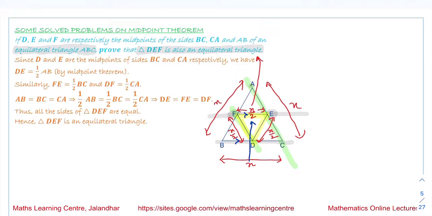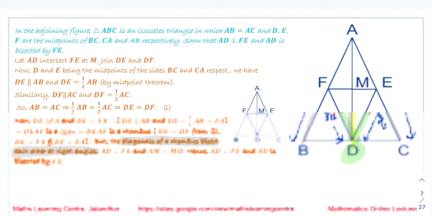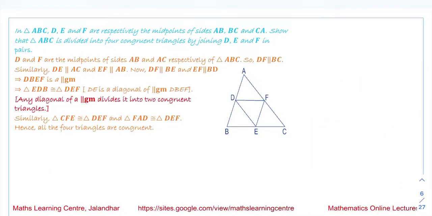Next, a triangle ABC is given to us, and it is given that D, E, F are the midpoints of the corresponding sides. We have to prove that these four triangles, ADF, DBE, FEC and DEF, are congruent to each other. To prove this result, we are talking about another result. Suppose a parallelogram is given to us.